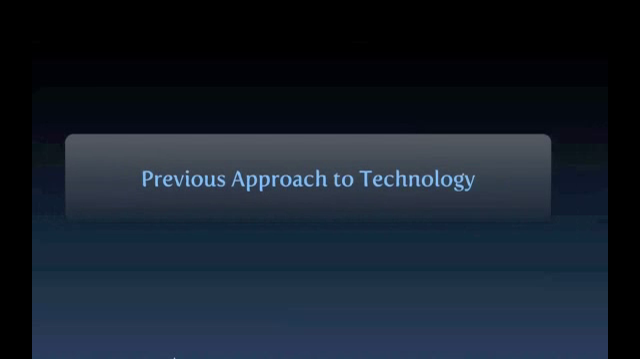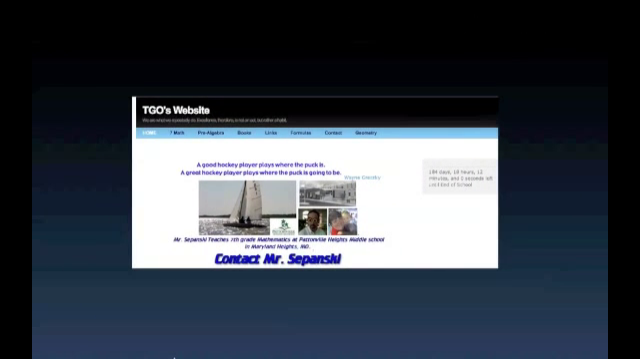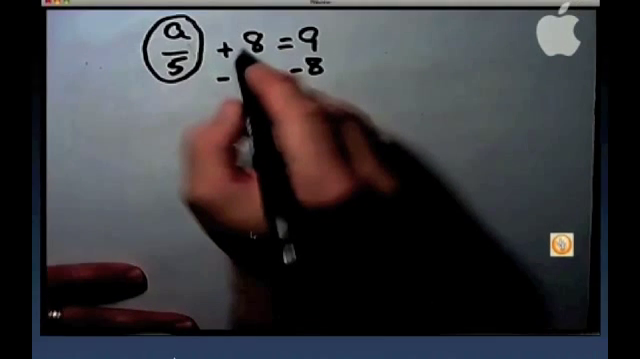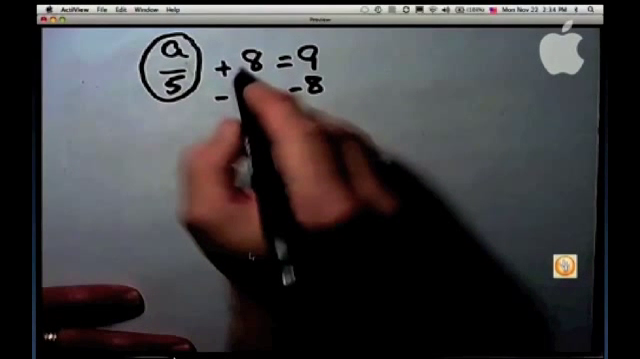My previous approach to technology was really very convoluted. Students might need to go to the website first to find out what the assignment was for the day or to download documents that they wanted. They might need to go to the wiki or the blog to read specific instructions or to interact with their cohorts. They might need some remedial instruction from the webcast.